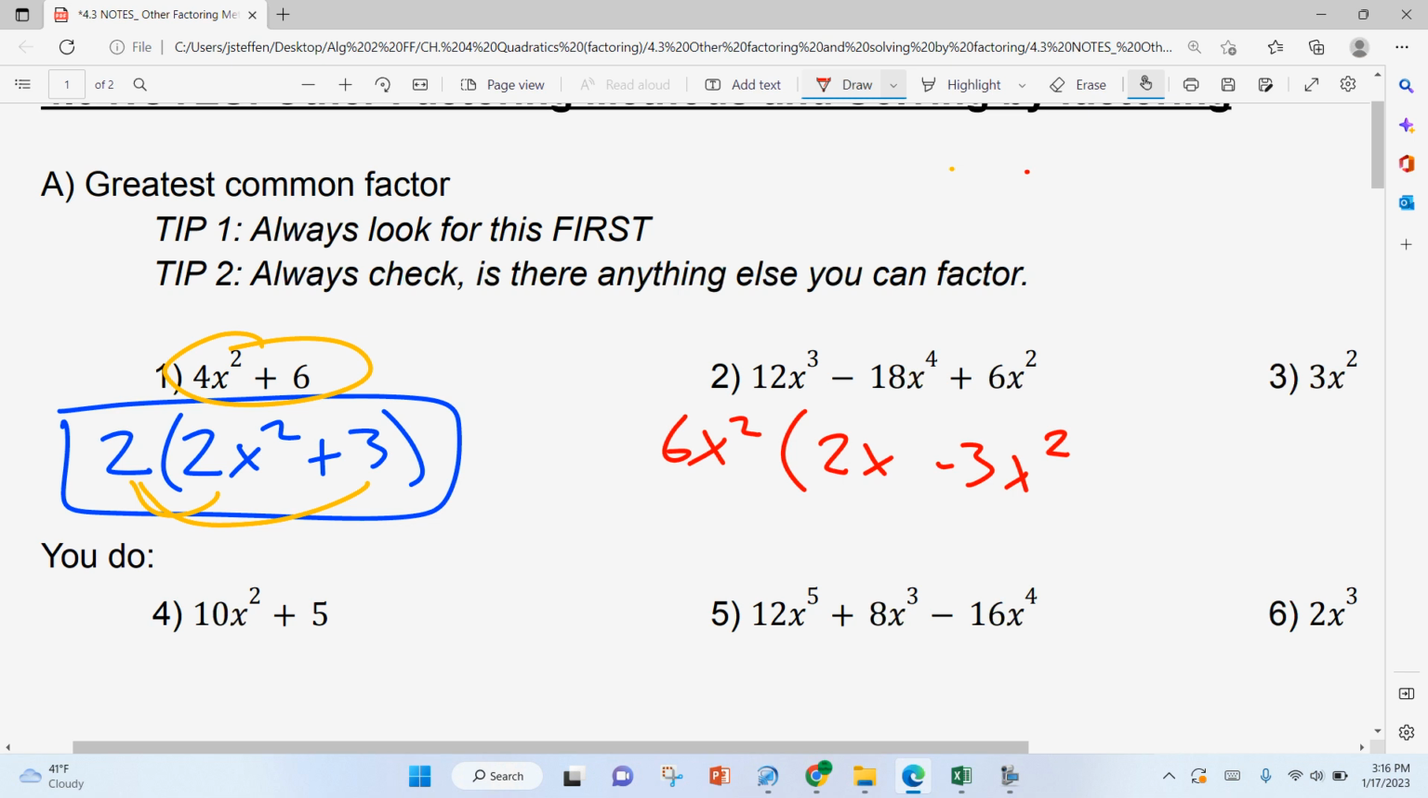The 18, I had 4. I took 2 out. I have 2 left. And 6 divided by 6 is 1. I had 2 x's. I took both of them out, so I don't have any x's left for that.